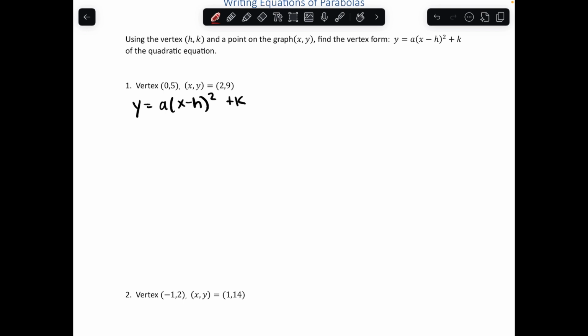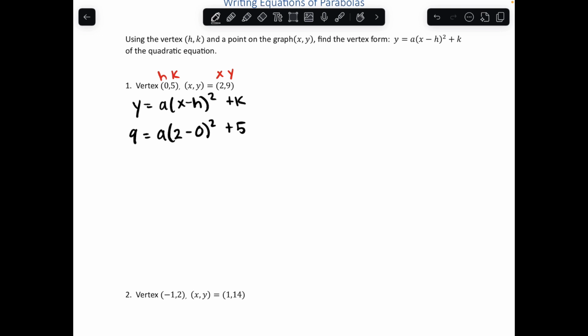So in this case, our vertex is going to be (h, k), so h is equal to 0 and k is equal to 5, and then our point (x, y), x is equal to 2 and y is equal to 9. So let's go ahead and start plugging things in. So we know that y is equal to 9. This is going to be equal to a times x. Well, in this case, x is going to be equal to 2, and then we're subtracting h, which is 0, and then we have quantity squared, and then we're adding k, which is 5.